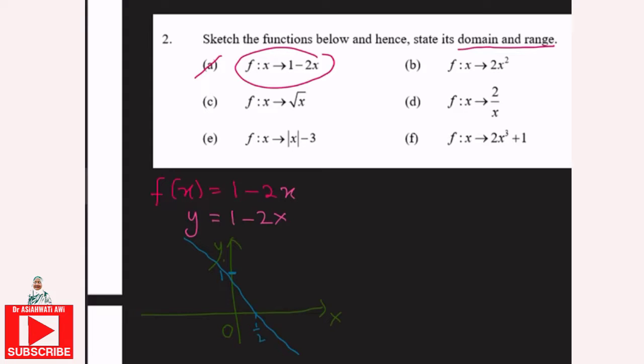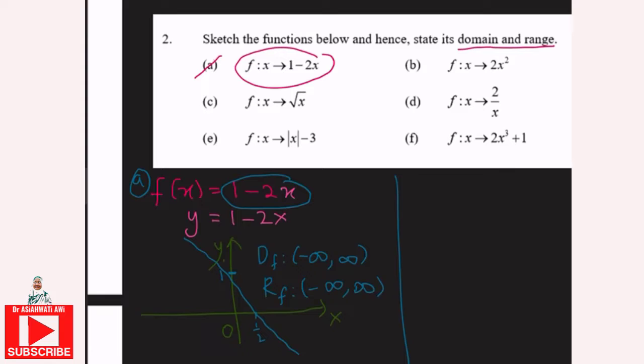From the graph, the domain of the function is the real numbers, from negative infinity to infinity. The range of f is also the real numbers. Actually, even without using the graph, for a straight line the domain and range are always the real numbers. This is for part A.